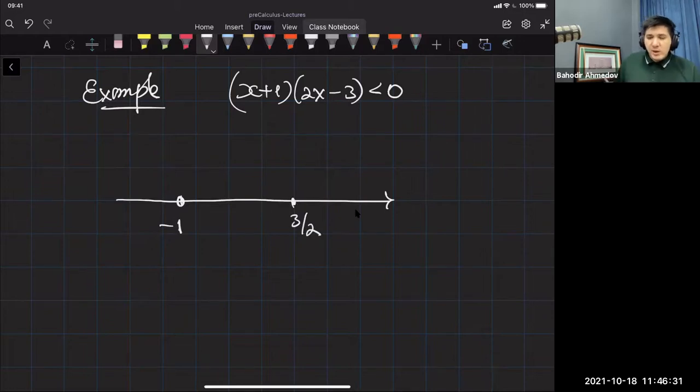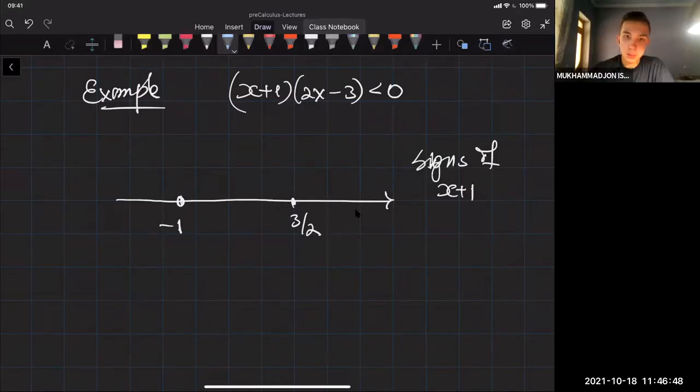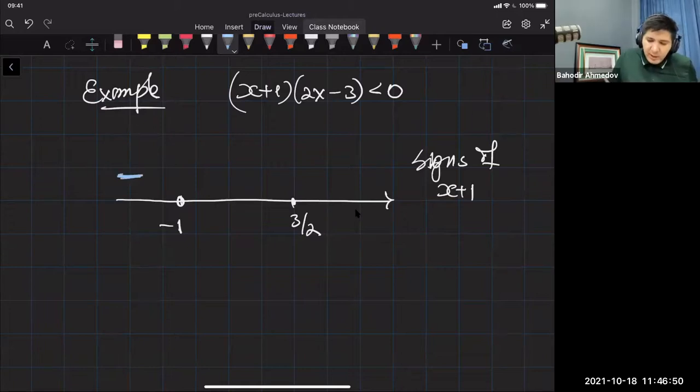We need to first of all find the signs of x plus 1. What are the signs of x plus 1? If x is less than minus 1, is it positive or negative? x plus 1. Negative, right? Then it becomes positive and positive.